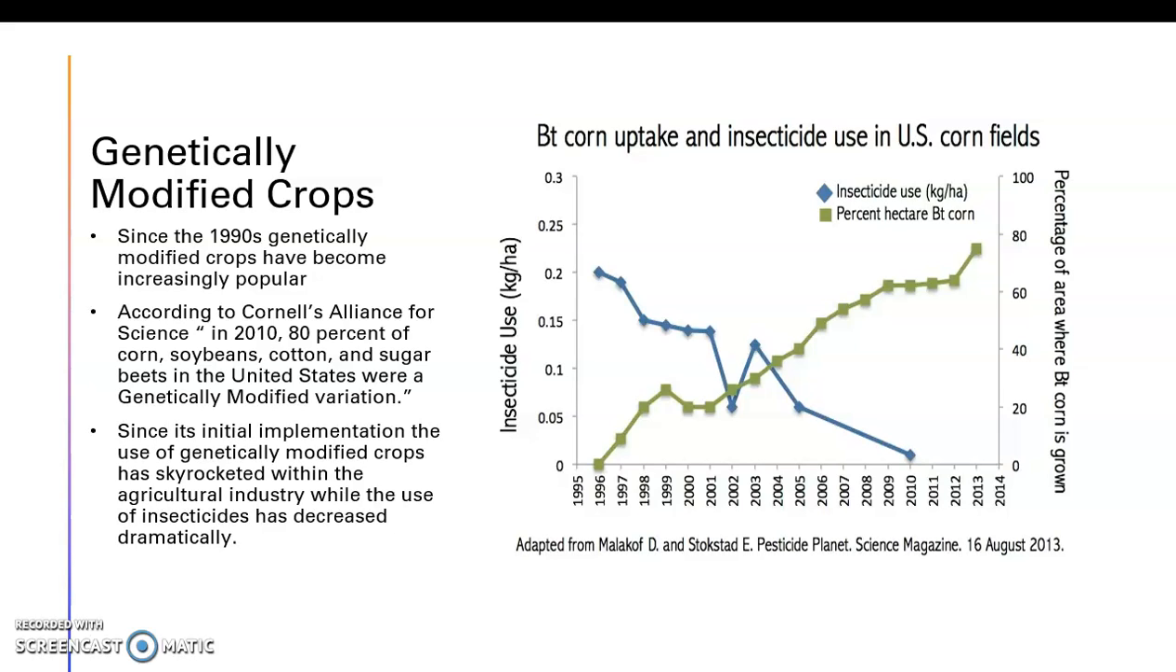Since the 1990s, genetically modified crops have become increasingly popular, as shown by this graph. According to Cornell Alliance for Science, in 2010, 80% of corn, soybeans, cotton, and sugar beets in the United States were genetically modified varieties. Since its initial implementation, the use of genetically modified crops has skyrocketed within the agricultural industry, while the use of insecticides has decreased dramatically, as shown in this slide.